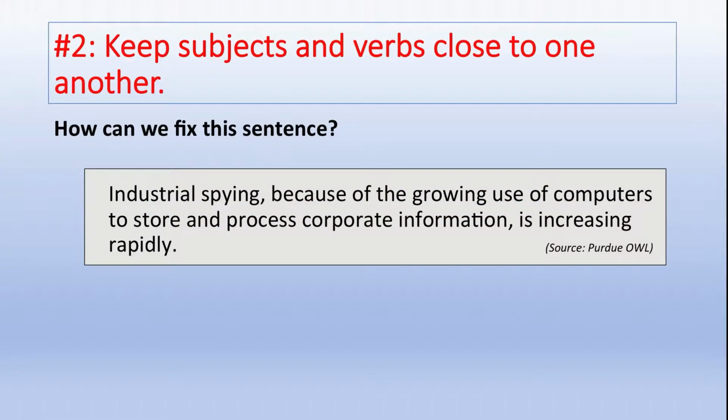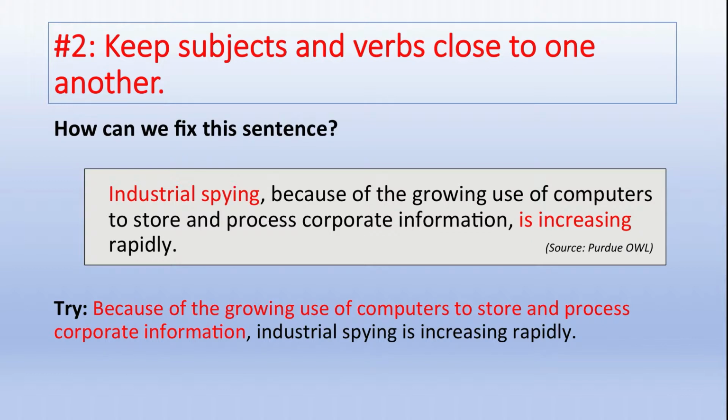While we are mentioning subjects and verbs, be sure to keep your subjects and verbs close to one another. Otherwise, your reader could get confused. In the sentence in the box, the subject, industrial spying, is separated from the verb, is increasing, by 13 words. If you move the clause, which starts with because, to the beginning or end of the sentence, you make the sentence clearer.